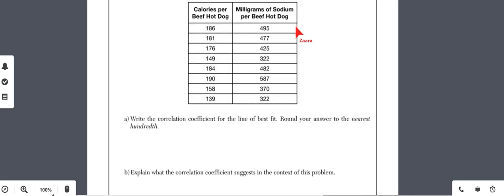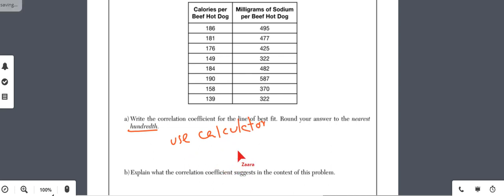Listen, this is very interesting. Write a correlation coefficient for the best fit line. Round your answer to the nearest hundredth. So I think this is your homework. Use a calculator to do it. Okay, let me just do it.